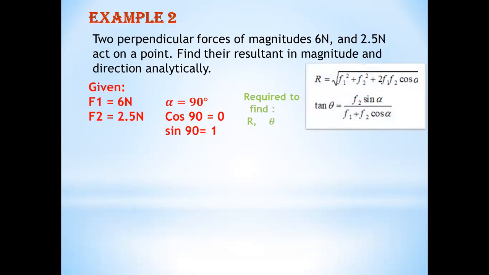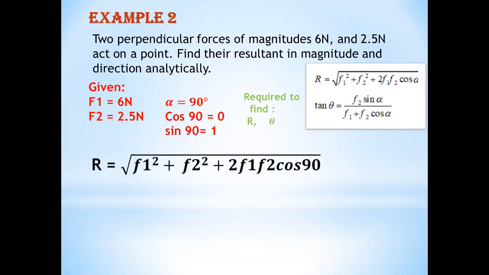And the rule I'm going to use is R equals the root of F1 squared plus F2 squared plus 2F1F2 cosine alpha, and tan theta equals F2 sine alpha over F1 plus F2 cosine alpha. What I'm supposed to find is R and theta. Now let's substitute. My rule is R equals the root of F1 squared plus F2 squared plus 2F1F2 cosine 90. Since cosine 90 is equal to 0, this term is equal to 0. So R equals the root of F1 squared plus F2 squared, so R is equal to 6.5 Newton.